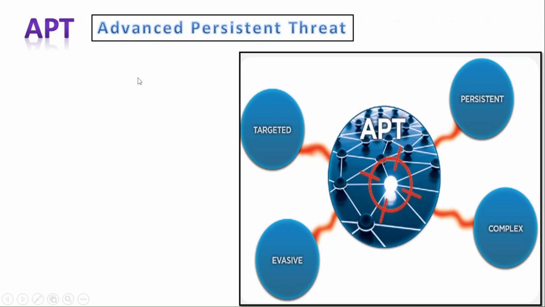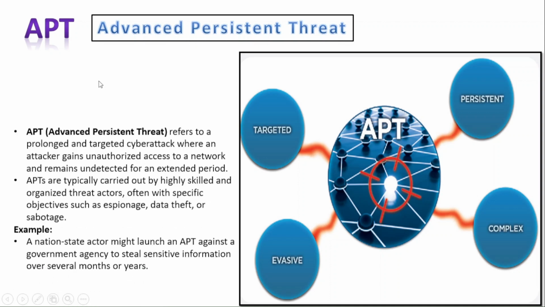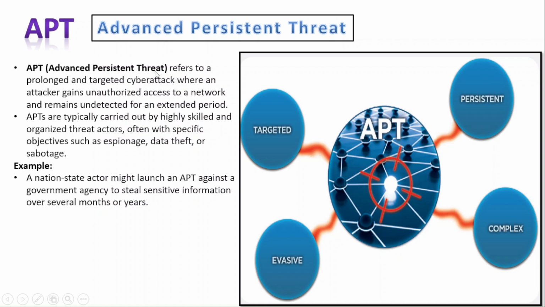APT, that is Advanced Persistent Threat. So APT, Advanced Persistent Threat, refers to a prolonged and targeted cyber attack where an attacker gains unauthorized access to a network and remains undetected for an extended period. APTs are typically carried out by highly skilled and organized threat actors, often with specific objectives such as espionage, data theft, or sabotage.